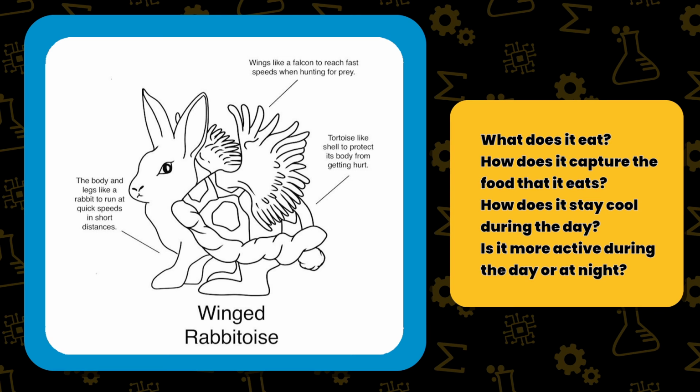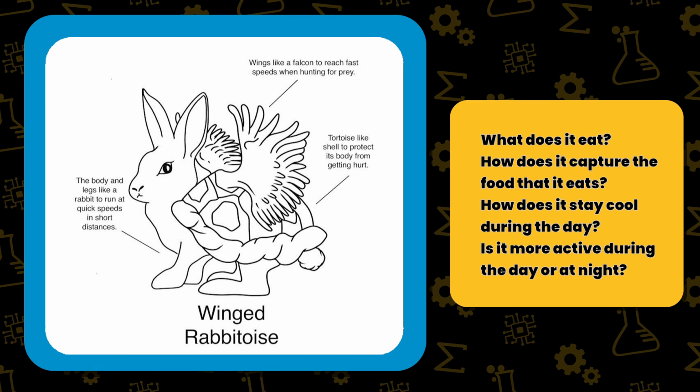Here's an example of one, a winged rabbitoise, which has wings like a falcon to reach fast speeds when hunting for prey, a tortoise-like shell to protect its body from getting hurt, and the body and legs of a rabbit to run at quick speeds in short distances. These are all useful desert adaptations that our winged rabbitoise will use to survive in the harsh desert environment. What are other adaptations your desert creature could use to help survive in the harsh desert environment?